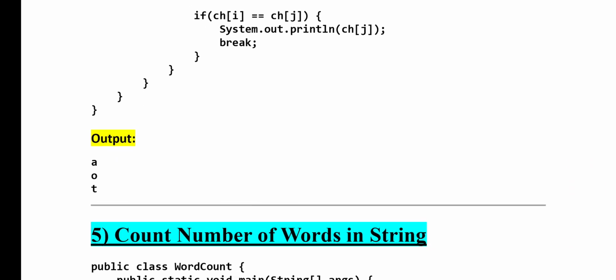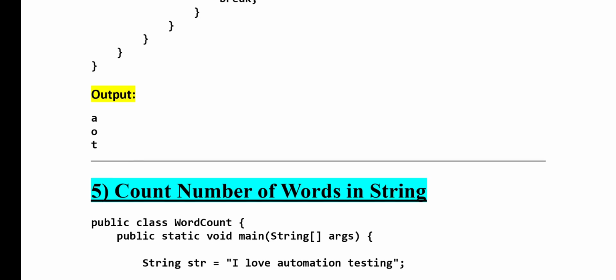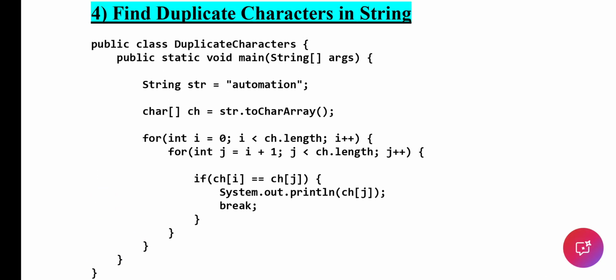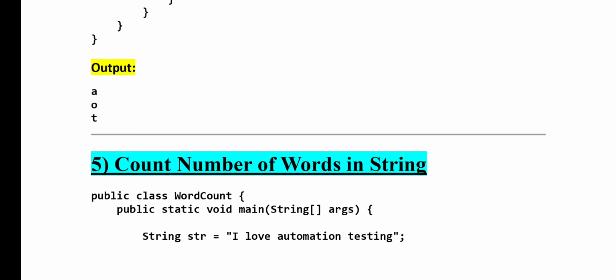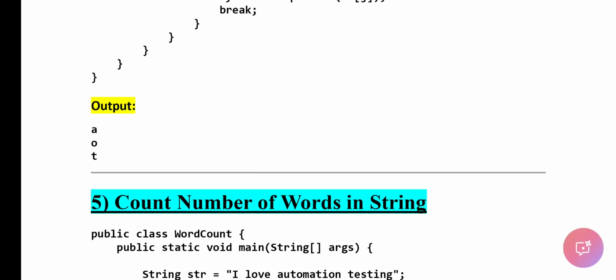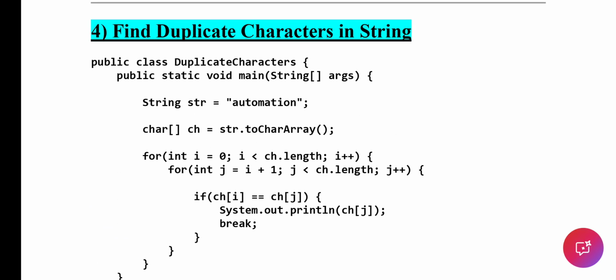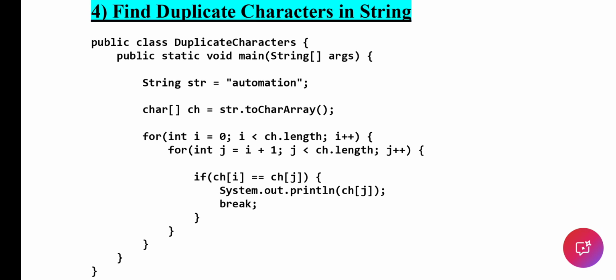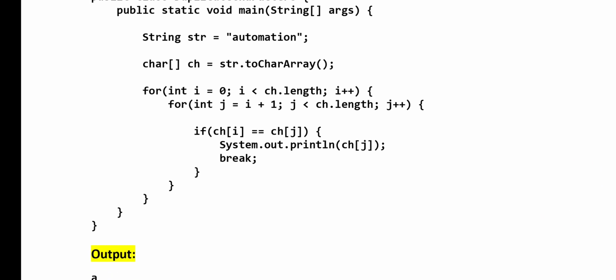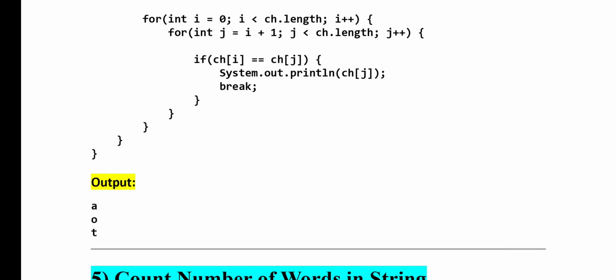Okay, so you can see the output is AOT for our automation. Okay, so A is repeating, T is repeating, and O is repeating, hence it prints AOT.